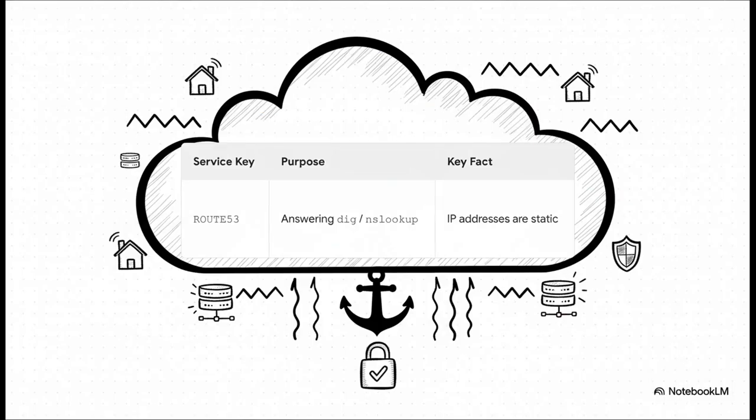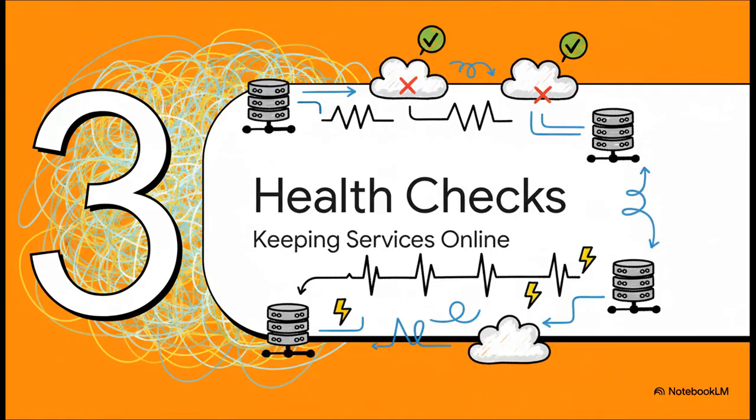So just to sum it up for the Route 53 key, its main job is to allow those crucial DNS queries. And here's the best part. As you can see right here, AWS says these IP addresses are static. That's fantastic news, because it means once you set this firewall rule, you probably won't have to touch it ever again. But just being able to find your server is only half the battle. We also need to make sure our services are actually healthy and online. And this brings us to the super critical topic of health checks.